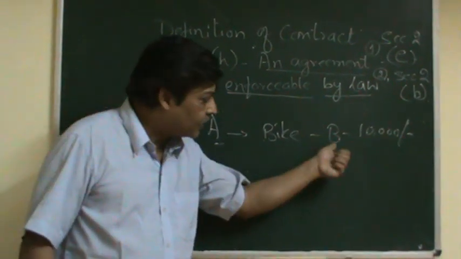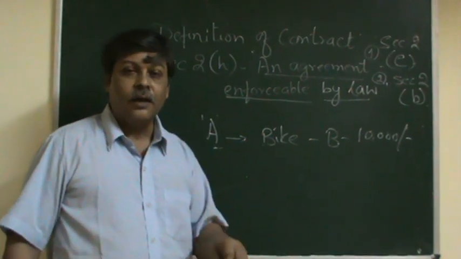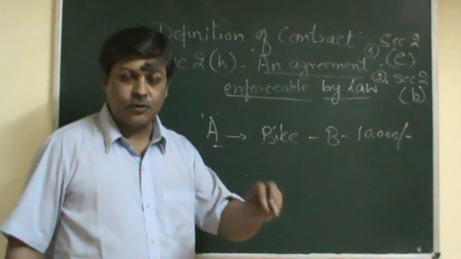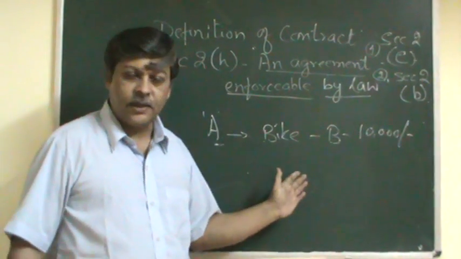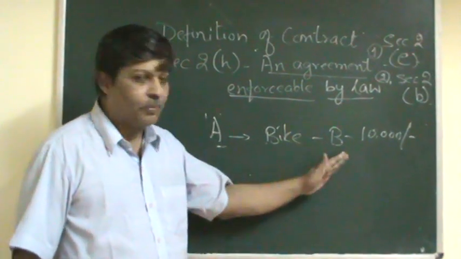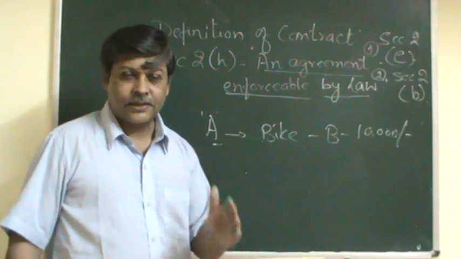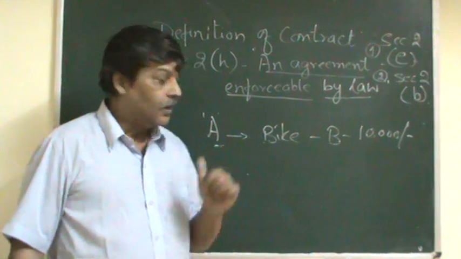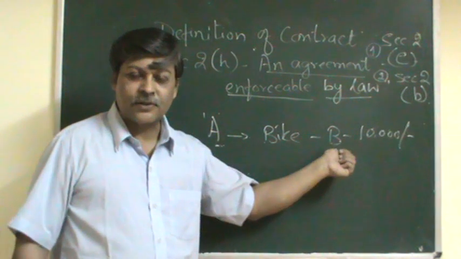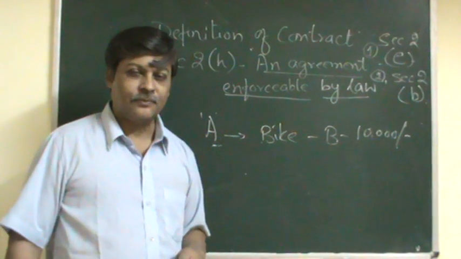Why is he making it? To get the consent of B, whether he is ready to purchase that bike for 10,000 rupees. If B agrees to purchase and gives his consent that he is ready to purchase, we say that the proposal of A is accepted by B, and an accepted proposal is called a promise. You can see, there will first be a proposal, and an accepted proposal means the acceptance must come from B. So an accepted proposal is a promise.